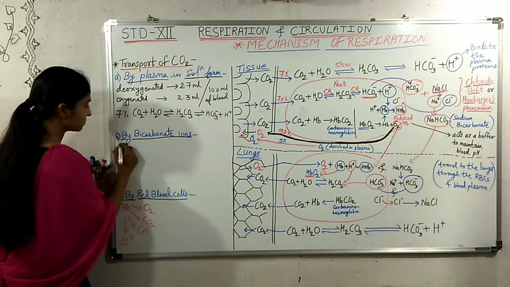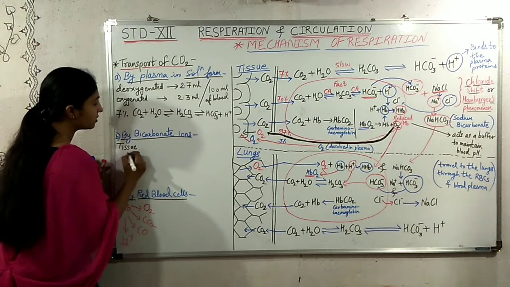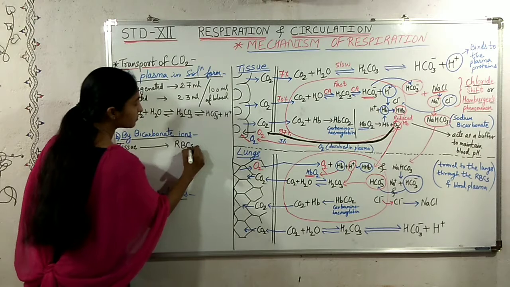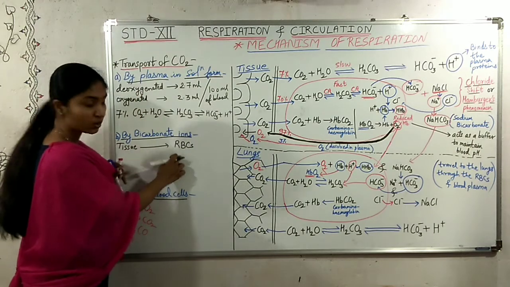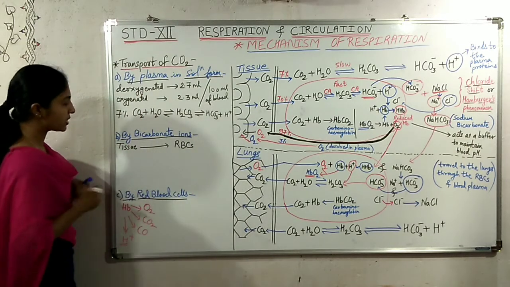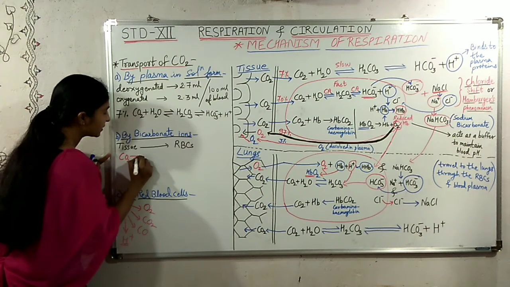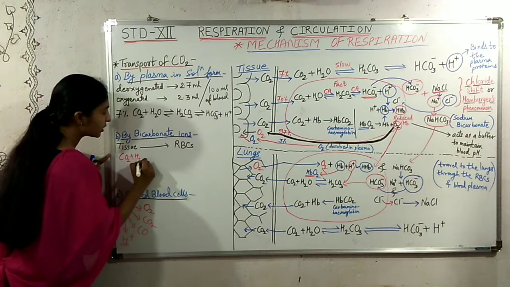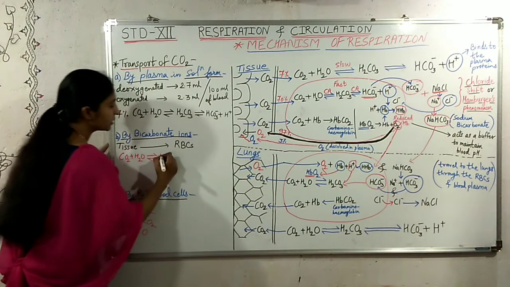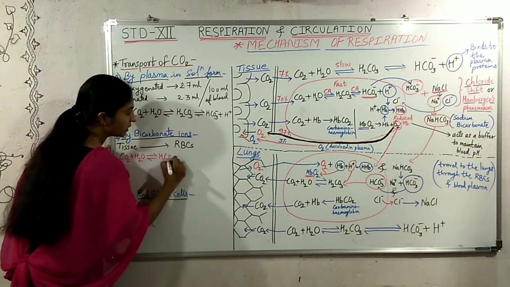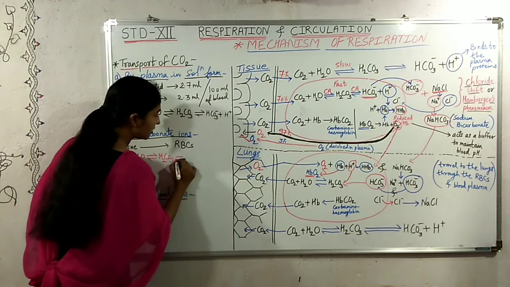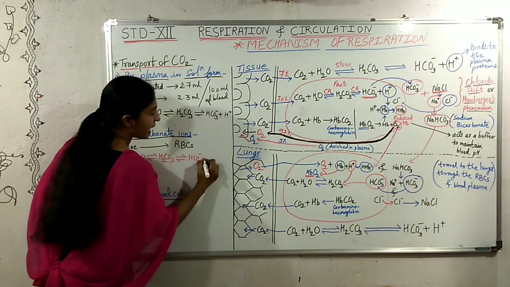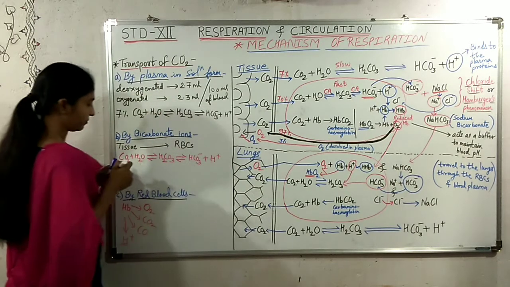Near the tissues, at the tissue level, when the carbon dioxide is given to the RBCs, at that time what happens? This carbon dioxide combines with water to form carbonic acid. As this carbonic acid is unstable, it again splits up into bicarbonate ion and hydrogen ion.